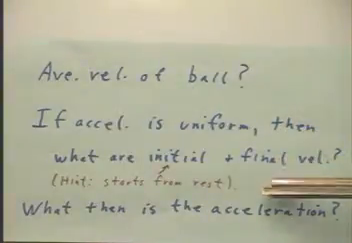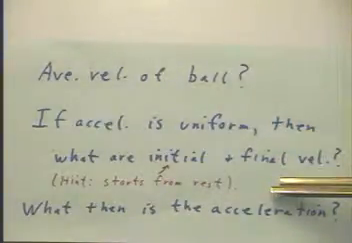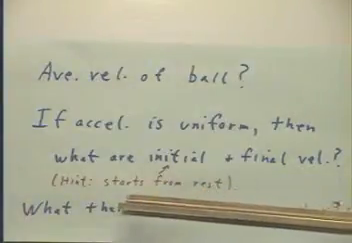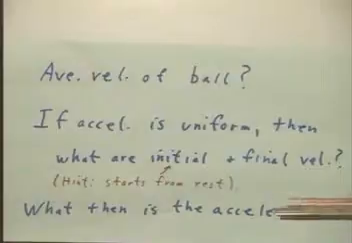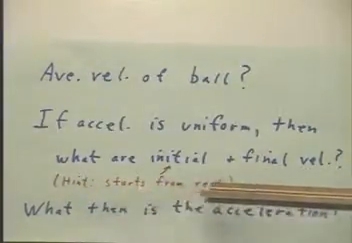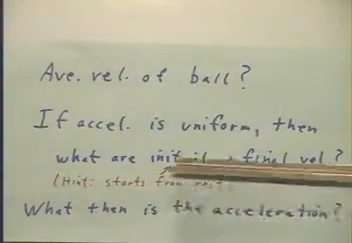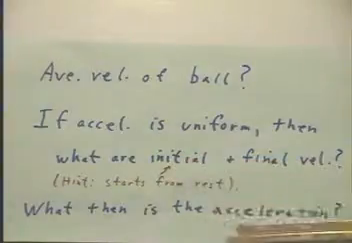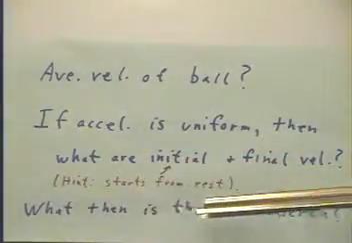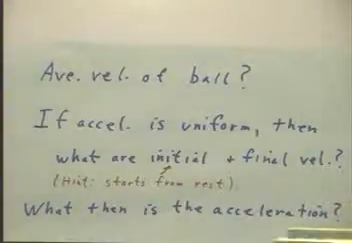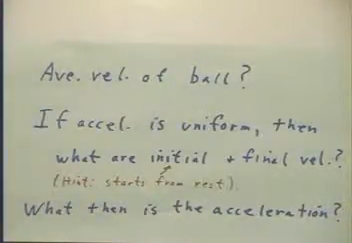Then, how could we determine the initial and final velocities of the ball? We have a hint here. The ball starts from rest. You might or might not be able to read that, but that's what the hint says. And that ought to give you a hint about the initial velocity. And then finally, what then must be the acceleration of the ball as it travels down the ramp?